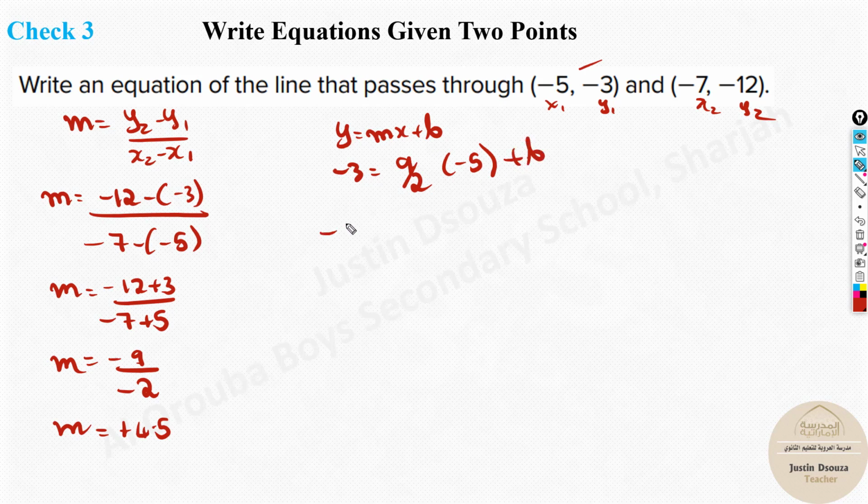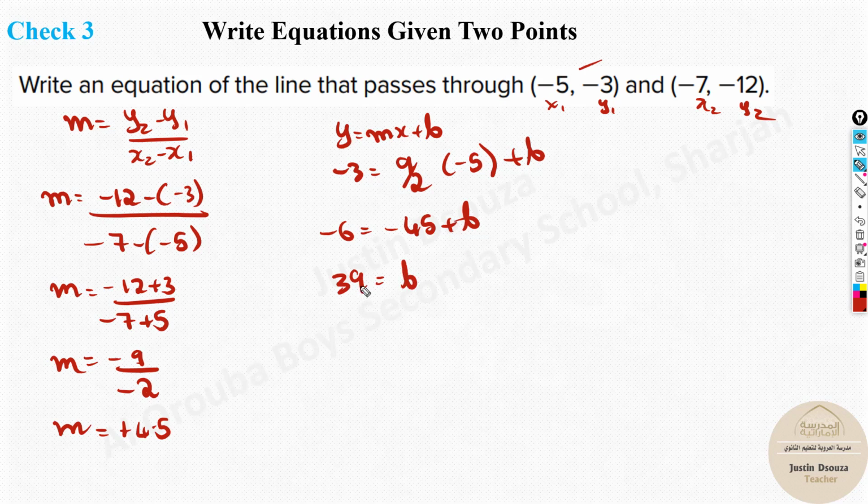It will be negative 6 equals 9 times negative 5, which is minus 45, plus b. Take 45 to the other side. It will become, sometimes my mind freezes, positive 39. 39 equals b. So this is it.